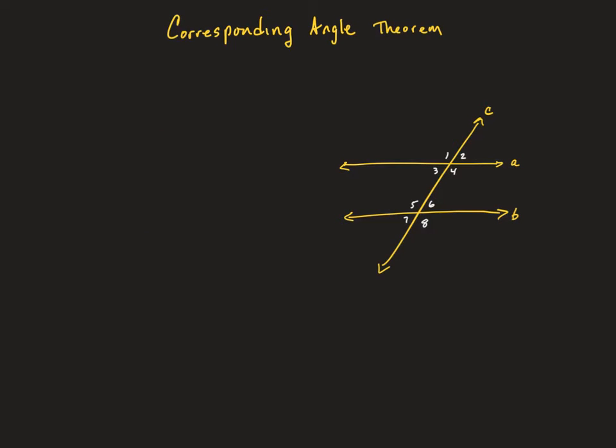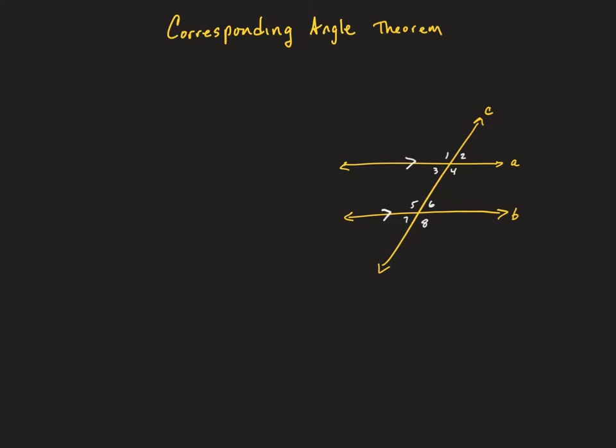So as we talk about the corresponding angles theorem, a corresponding angle would be an example of angle 1 and angle 5 in relationship to the transversal and our parallel lines. Angle 1 has the same location, the top left, and so they are corresponding.